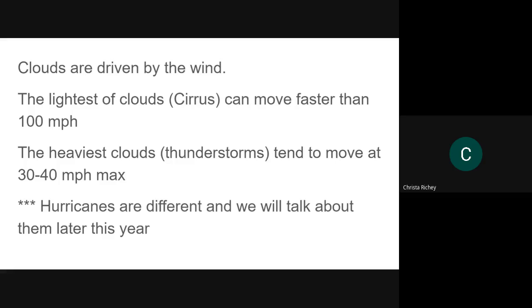The ones that cause the most turbulence are your lower clouds, your denser clouds. And it's the wings coming in contact with the more dense moisture that causes that vibration. There are other things that cause turbulence.